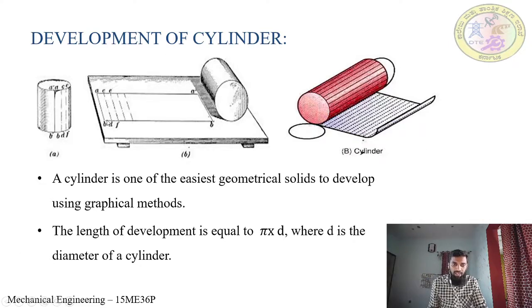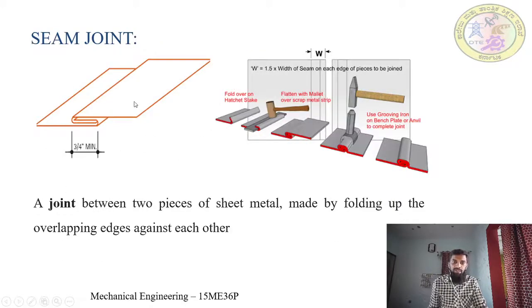See, to know the development length, you can multiply the diameter with pi. If you see the second point here, if you multiply the diameter with pi, you will get the length of development. In the same way, you are having two edges AB and A dash B dash here that can be joined in order to make a cylinder like this. So, to join those edges, we are using a seam joint.